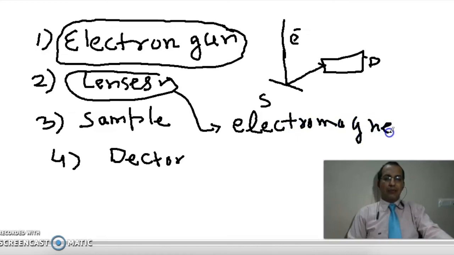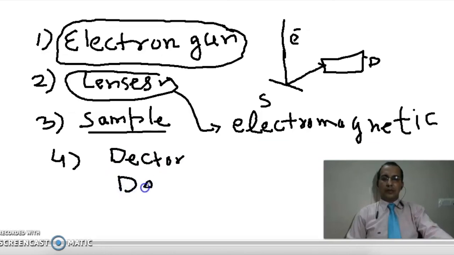In the case of the electromagnetic lens, you apply an electric and magnetic field which can deflect the trajectories of the incident electrons, according to the principle of how much force will be exerted by the external electric or magnetic field on the charge carrier. That can be given with the help of the Lorentz law. Then you have the sample, and then you have the detector. In the case of the detectors, you would have the emitted electron.